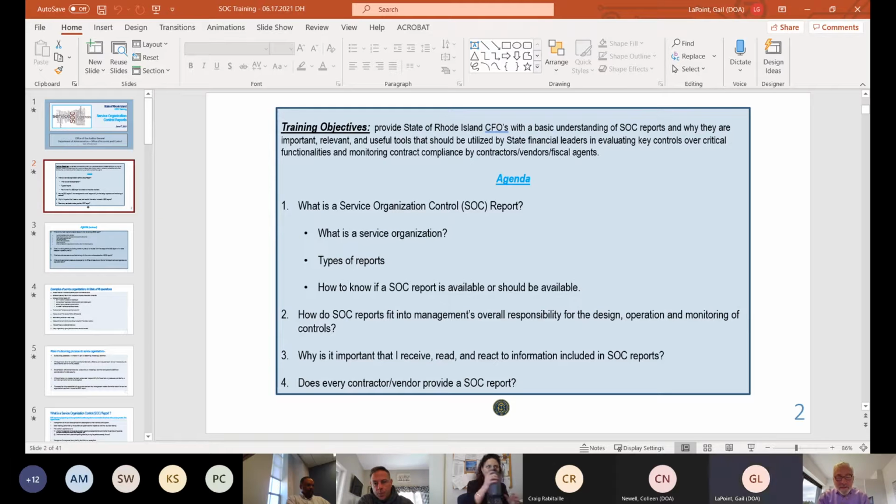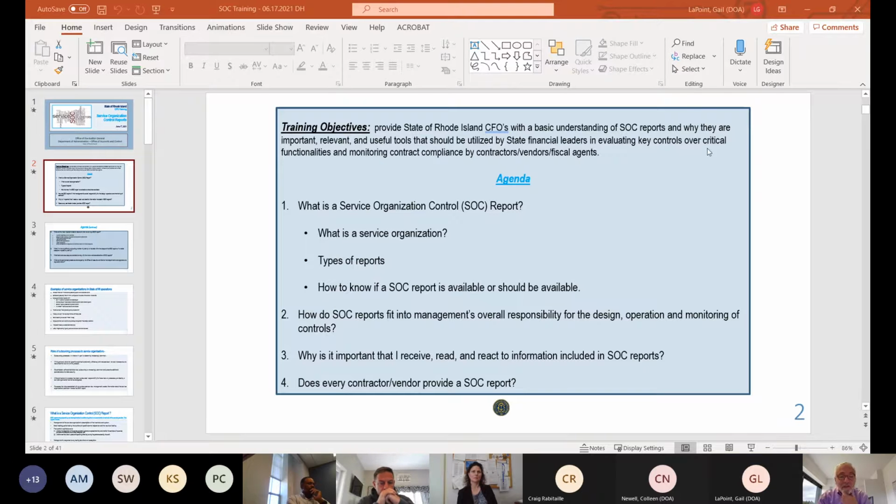So anyway, sorry for the bad start here, but we'll go over what is a service organization, what are the types of reports that are available, and how to know if a SOC report is available or should be available. So SOC reports are not universal. Not every organization is going to have a SOC report for you. And then how do SOC reports fit into management's overall responsibility for the design, operation, and monitoring of controls. That's really why we're doing this, because it is important for you to consider this within your overall responsibilities. And does every contractor vendor provide a SOC report? So the quick answer to that is no.